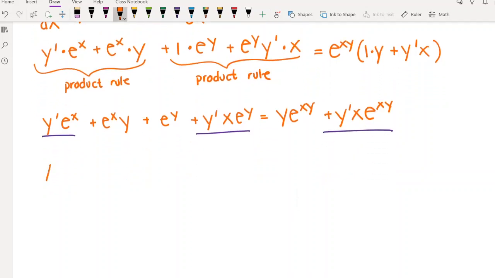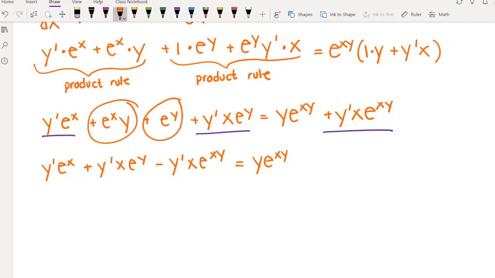So we have y prime e to the x minus, or sorry, that one's already on this side. Never mind. This one's already on the side, so let's leave it here. Plus y prime x e to the y. And then let's subtract this one to the other side. So then we'll have minus y prime x e to the xy. And then on the right-hand side, we have y e to the xy, and then we'll subtract over this and this. So minus e to the xy plus e to the y.